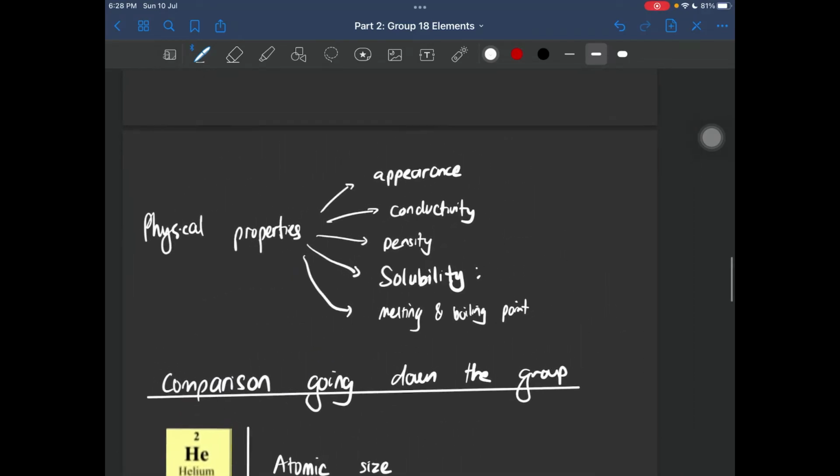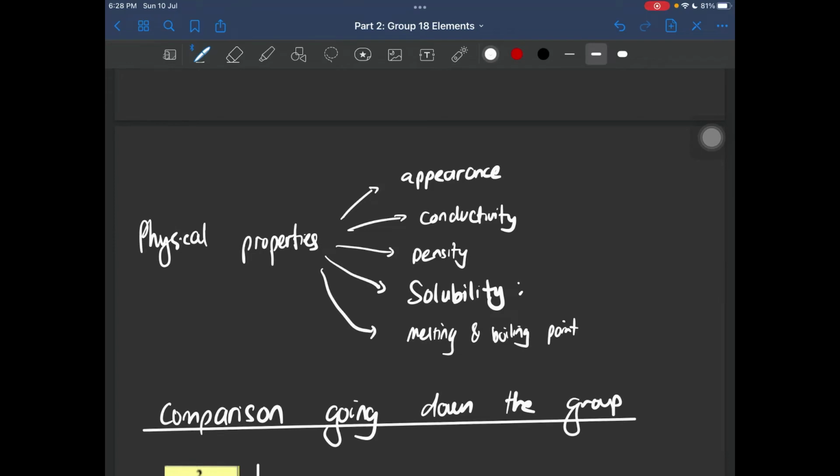So in terms of physical properties, we're going to look at the appearance, conductivity, density, solubility, and the melting and boiling point. So the appearance of the group 18 elements: they exist as gases, right? They exist as monoatomic gases, and they are colorless gases. Some gases, which we will learn later on, are colorful gases. Different gases may have different colors, but group 18 elements exist as colorless gases.